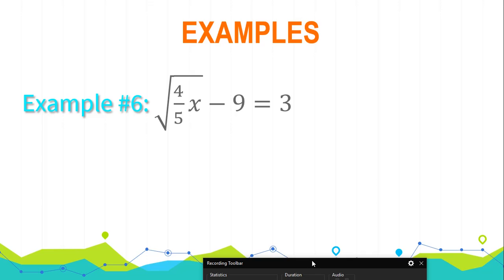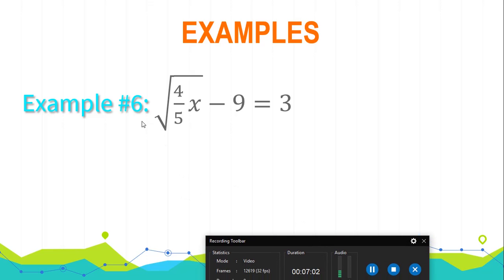This one has a square root radical that's in the form of a fraction. That's okay. We're not going to do anything different. We're going to start by adding 9 to both sides. And now we're going to go ahead and square both sides to eliminate the square root. So I'm going to be left with 4/5 x, and that equals 144.